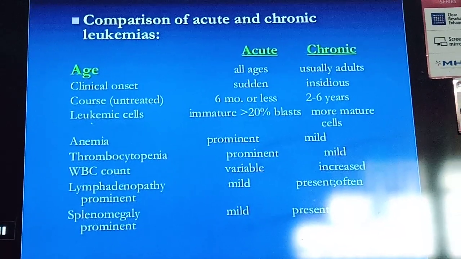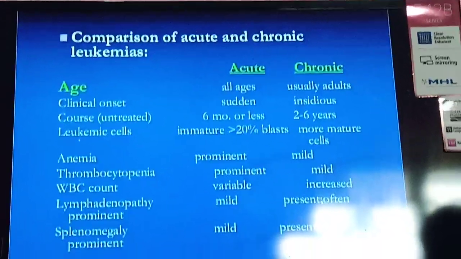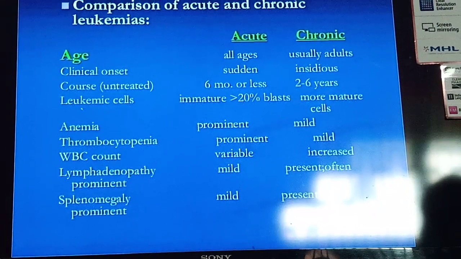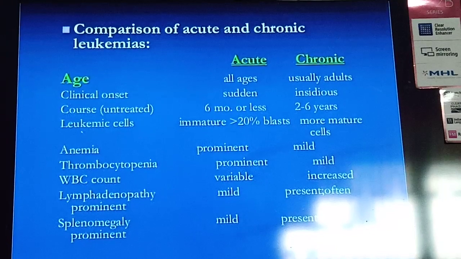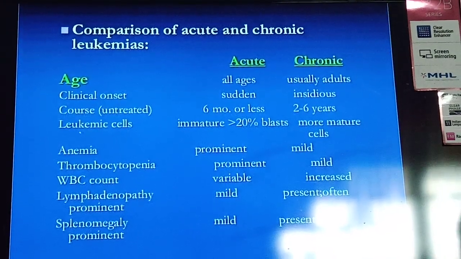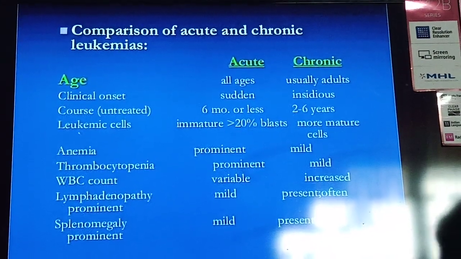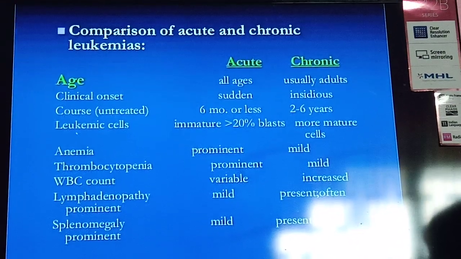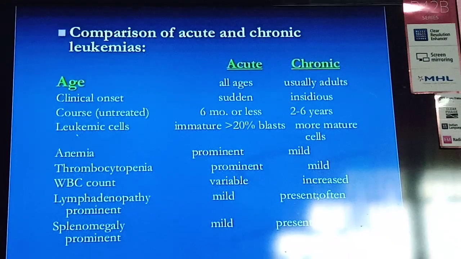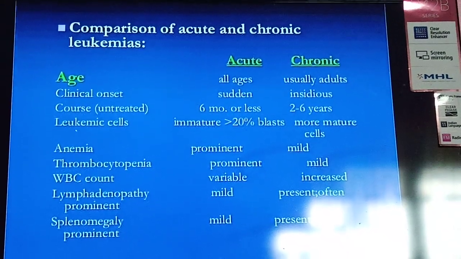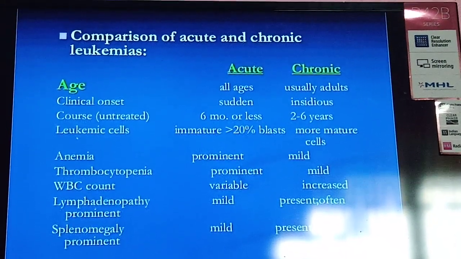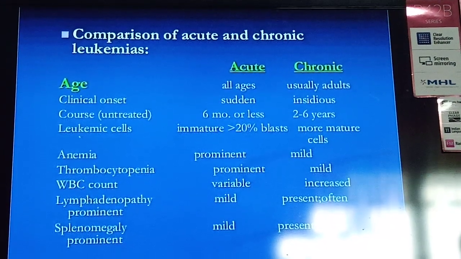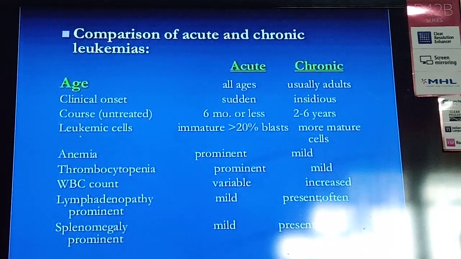So, how do you compare acute and chronic leukemia? In terms of clinical onset age, acute leukemia affects all age groups, but chronic leukemia usually affects adults. The course is usually sudden in acute leukemia. In chronic leukemia, the course is insidious. In acute leukemia, the cells are immature and usually more than 20% blasts are seen. In chronic leukemia, there are more mature cells.